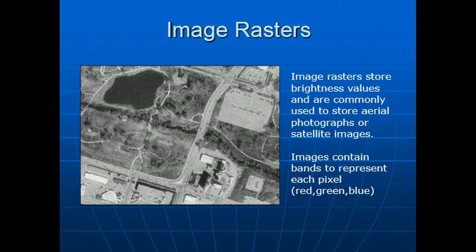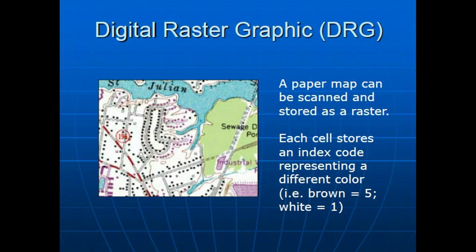Another type of raster is an image raster. They store brightness values and are commonly used to store aerial photographs or satellite images. Images contain bands to represent each pixel in red, green, or blue, also known as RGB.